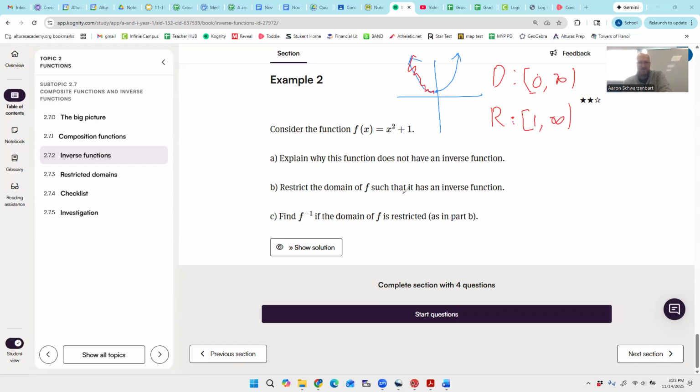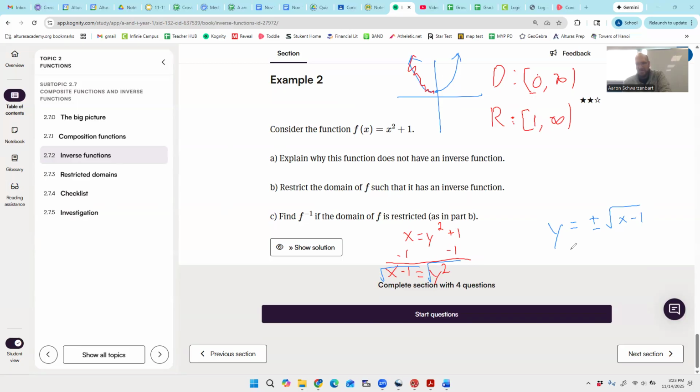We'll just figure it out. Find the inverse if the domain is restricted. So the inverse: switch x and y, subtract 1, x minus 1 equals y squared. I'll take the square root. And generally, when I take the square root, I get a plus or minus.